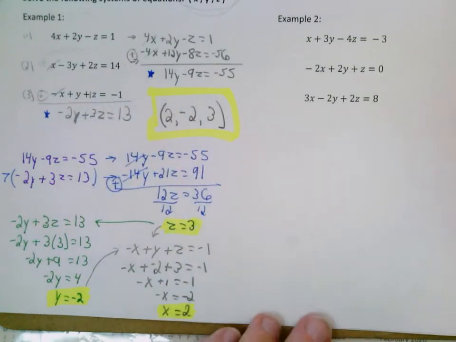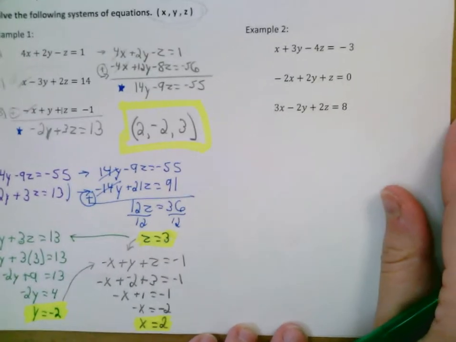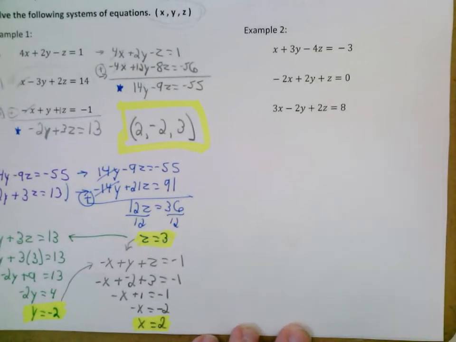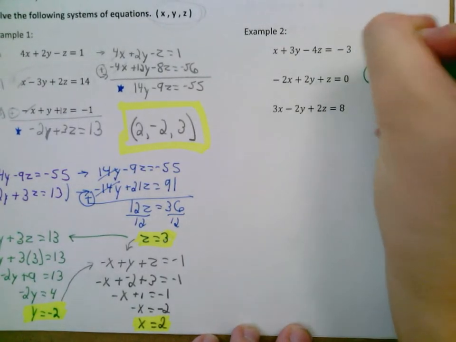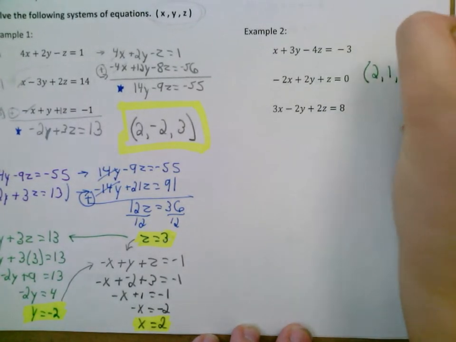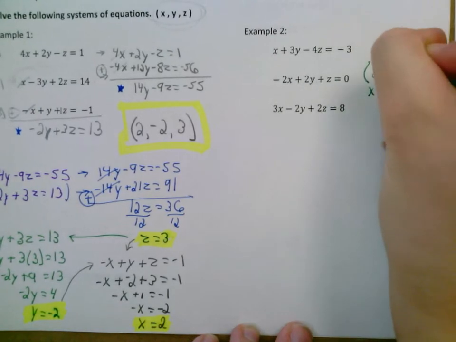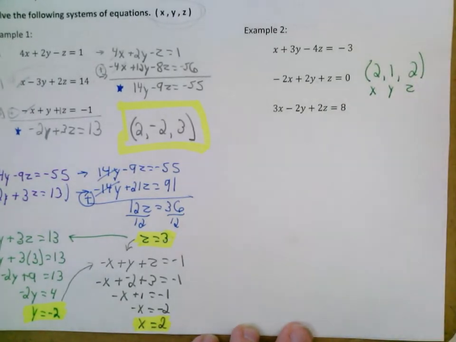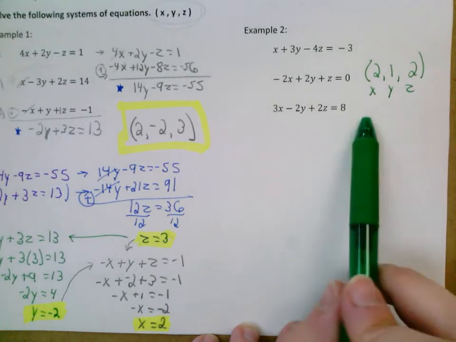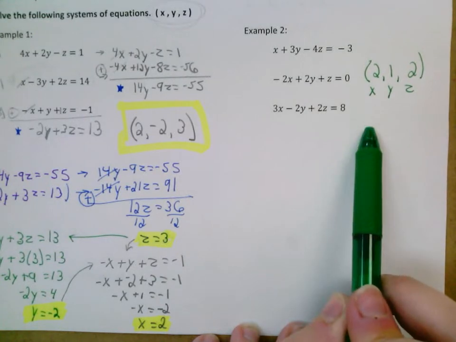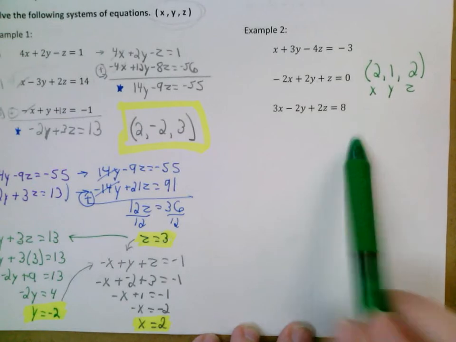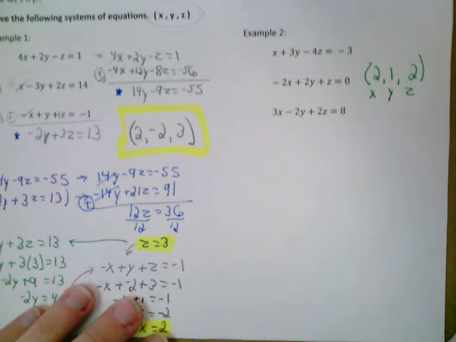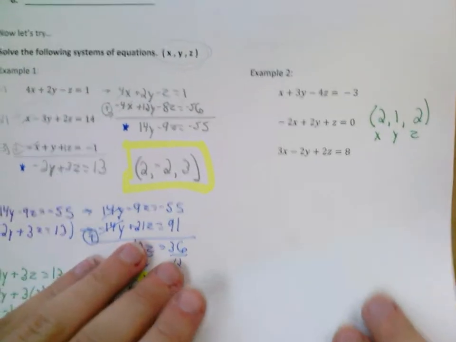So again, feel free to pause the video and go ahead and try example 2. When you get through example 2, I'm going to tell you right now, your answer should be 2, 1, 2. So again, that's your x, your y, and your z. All right. So be mindful of that. Those are your variables. That's your answer. If you did not get that as your answer, go back, check your work again, or go to the answer key under Content Library and see if you can work out your mistake.